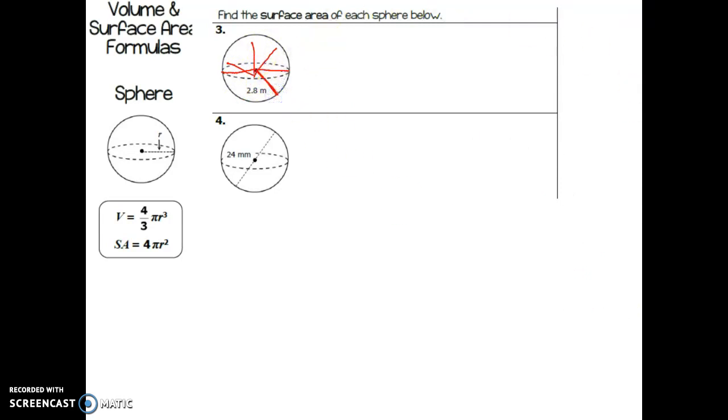So I'm going to start off with my equation. This one is as easy as the other ones. Even easier probably. So surface area is just 4 pi r squared, and then I will be replacing what I know. So that is 2.8 for our radius. We're going to square it. Then we are going to multiply everything that is not our pi.